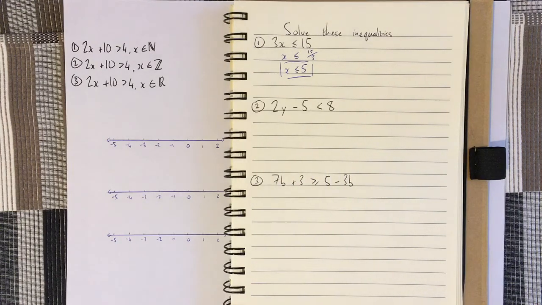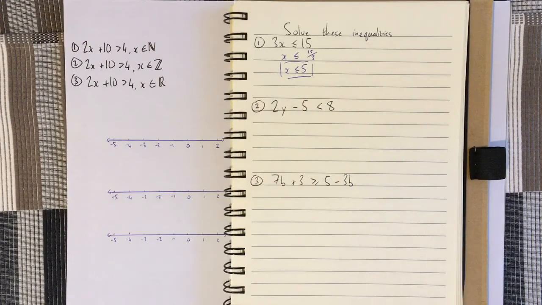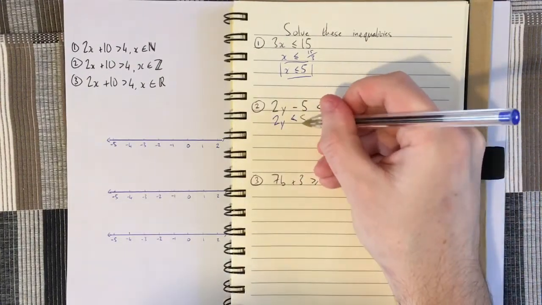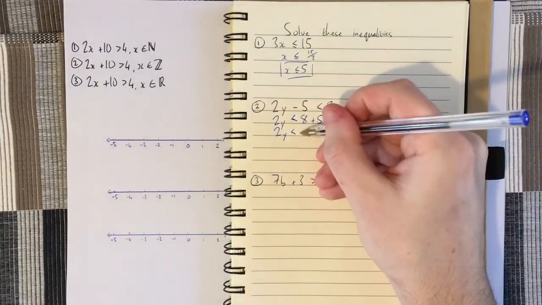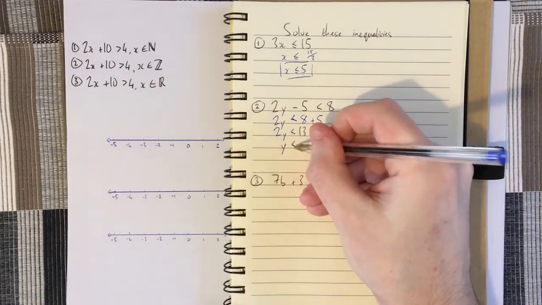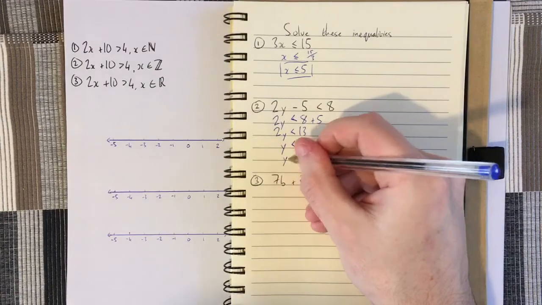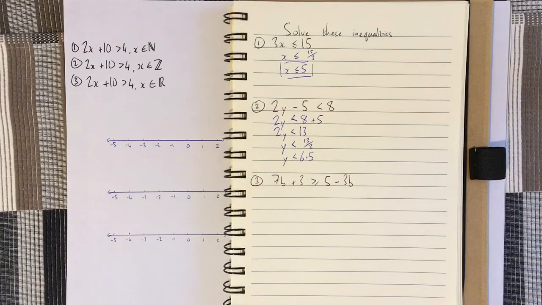This one here, 2y minus 5 is less than 8. First thing I do, bring the minus 5 over, it becomes plus 5. So 2y is less than 8 plus 5. 8 plus 5 is 13. Divide both sides by 2, so y is less than 13 over 2. You can leave it like that, or you can write it as 6.5. Same thing. So it can give you fractions just like an equation can. So y is less than 6.5.